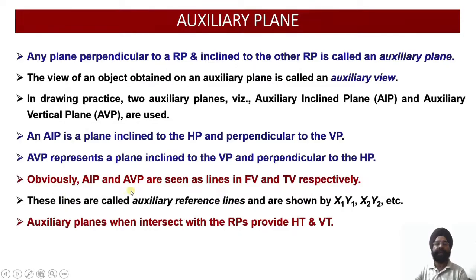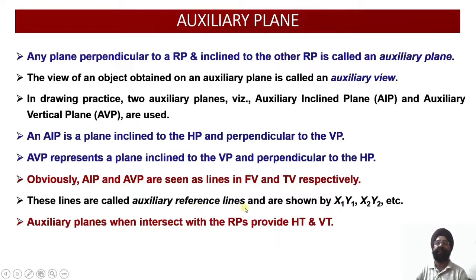So the AIP and AVP are seen as straight lines, or the edge views, in front view and top view respectively. We are going to see shortly how AIP and AVP will appear as a straight line or the edge view in the front view and the top view respectively. And these lines, that is AIP line and AVP line, are called auxiliary reference lines.